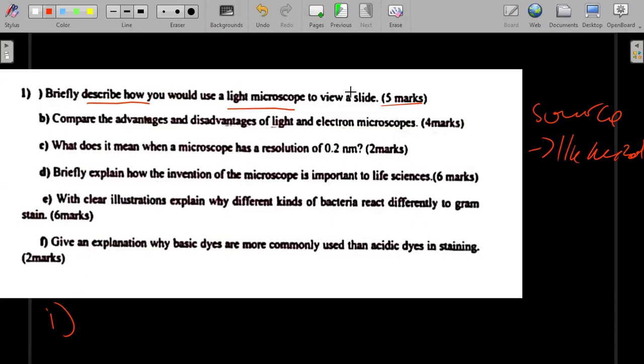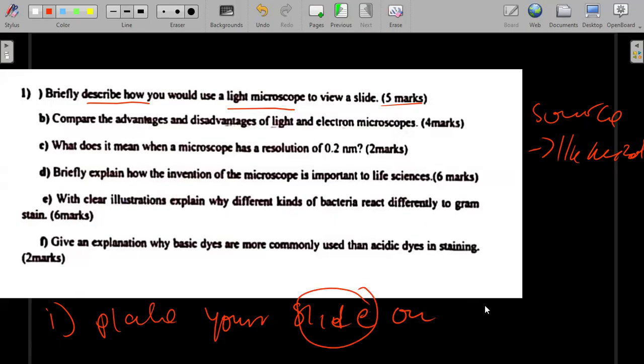You place your specimen on the slide. Then you get your slide. You put it on stage. Okay. So you place your slide on stage. Then on that stage, you have the specimen on that slide. Then you place it on stage so that it is over the source of light, which we refer to as an illuminator. Okay. So that's the first step you would take when viewing with a microscope.